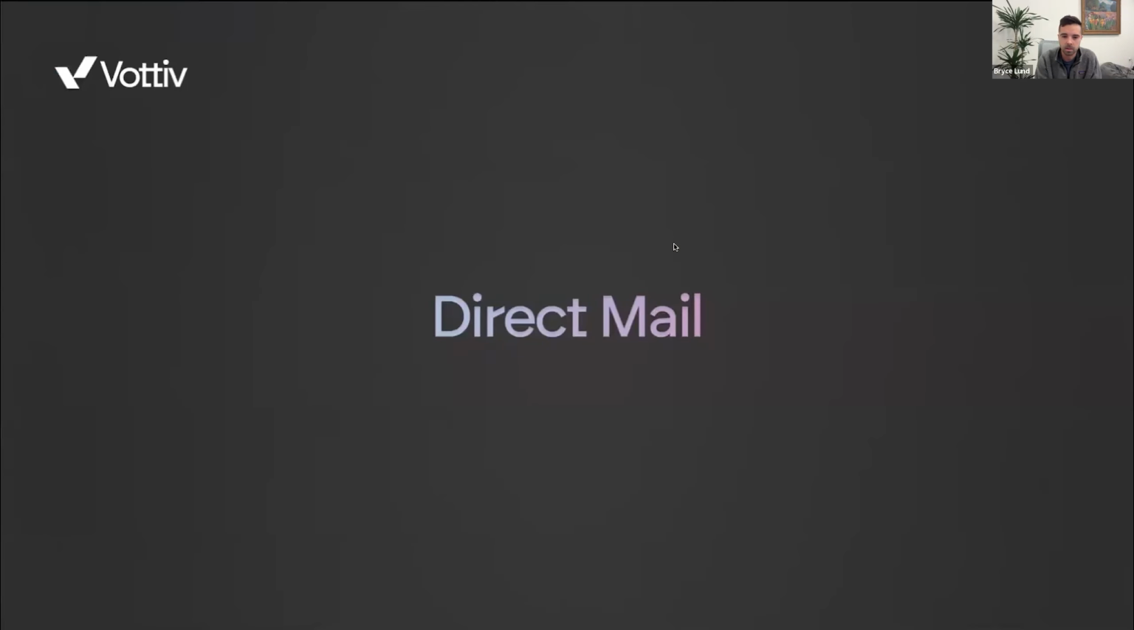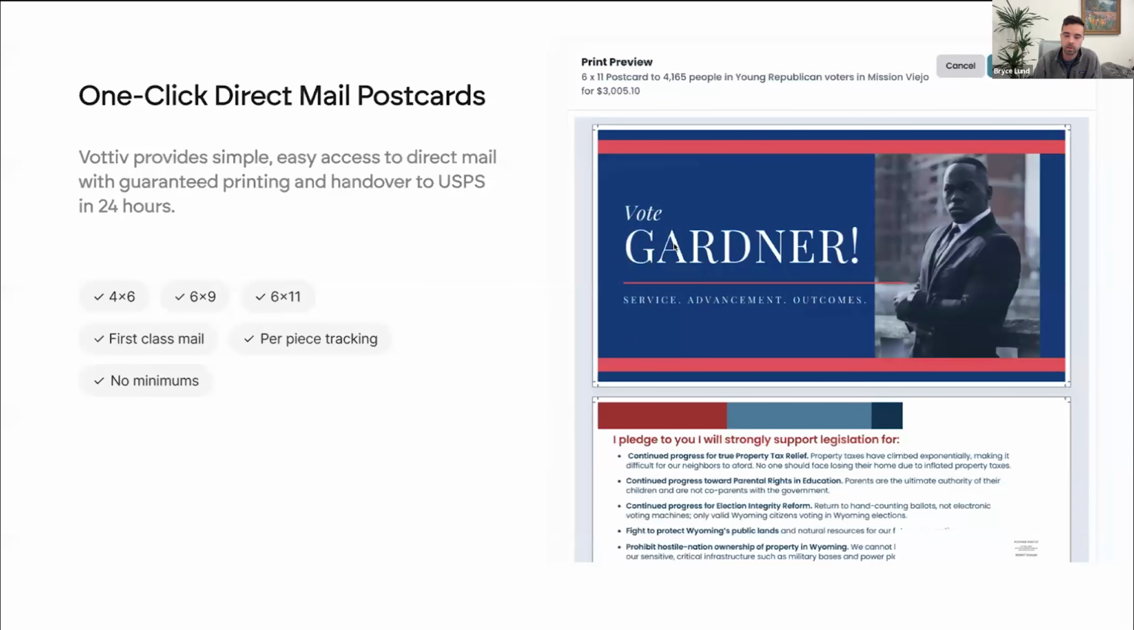Direct mail as well is really simple with Vottiv. We've set up a really cool system to quickly send out mail. We support 4x6, 6x9, and 6x11 postcards. No minimum and per piece tracking.